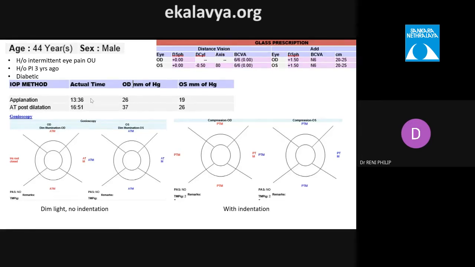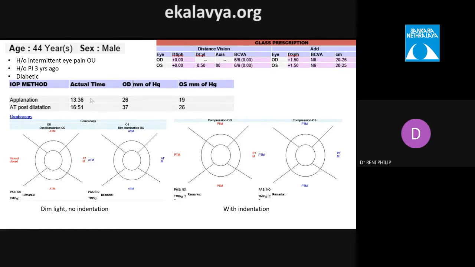Anyone volunteering? Primary angle closure. Which eye? Primary angle closure of the right eye. Okay, then what is your diagnosis in the left eye? It is both eyes, I think.